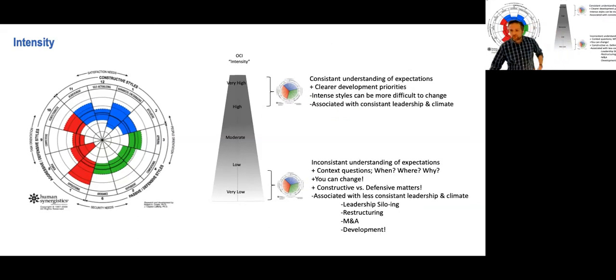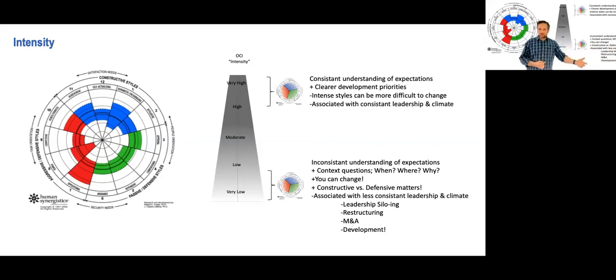There are different places where these kinds of differences in culture can play out. One of the points when we talk about inconsistency in OCI data or low intensities, so differing opinions, is that typically it is associated with inconsistent leadership and climate factors. So if you're familiar with the how culture works model, thinking of those climate factors that influence organizational culture, if the culture is variable and we have low intensities, then you typically find that climate factors are variable.